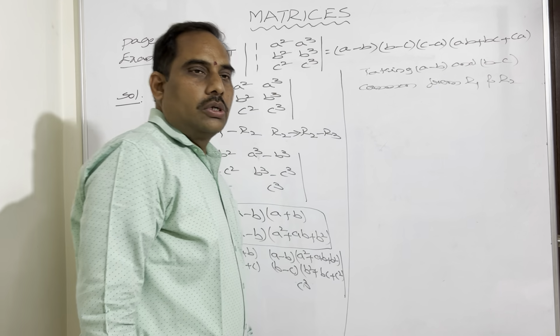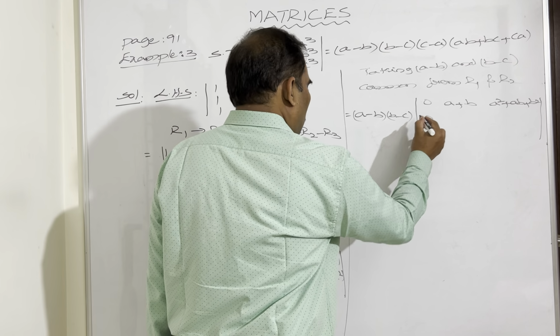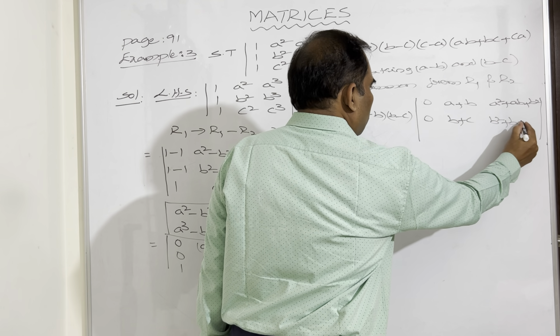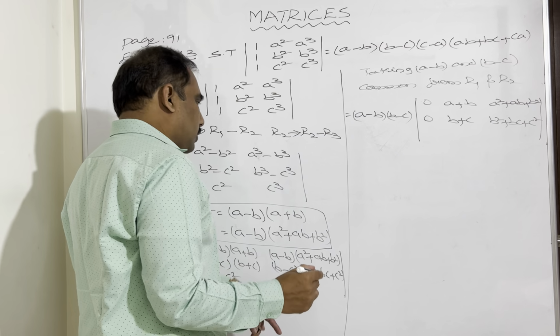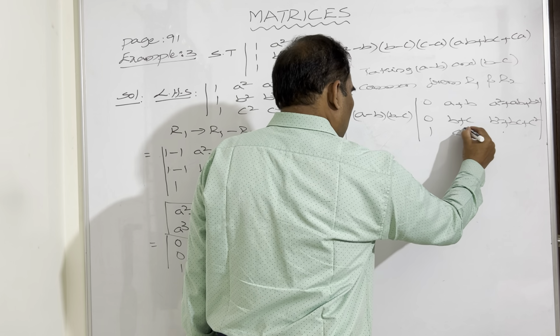So then in the first row, if you take a minus b common, we have here 0, and here a plus b, and here a square plus ab plus b square. And in the second row, if you take b minus c common, we get 0, and here b plus c, and b square plus bc plus c square, and the last row is written as it is: 1, c square and c cube.